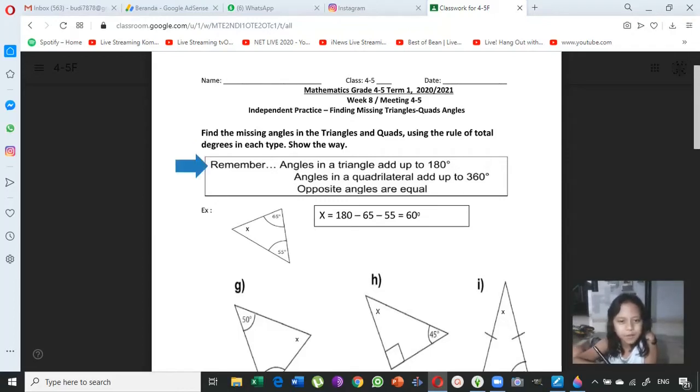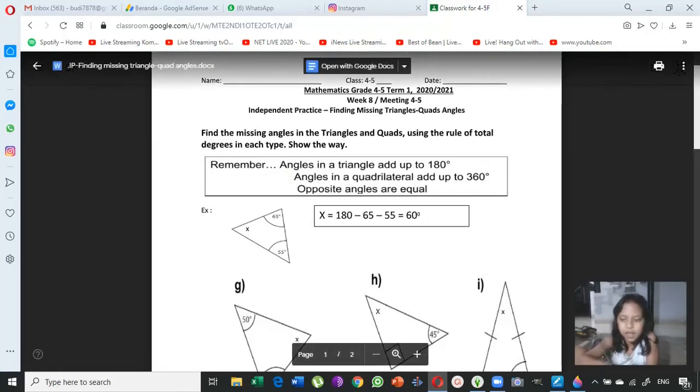So in here, remember, angles in a triangle add up to 180 degrees. That's like a triangle like this. And angles in a quadrilateral add up to 360 degrees. So we need to remember. So let's go down and see the example.